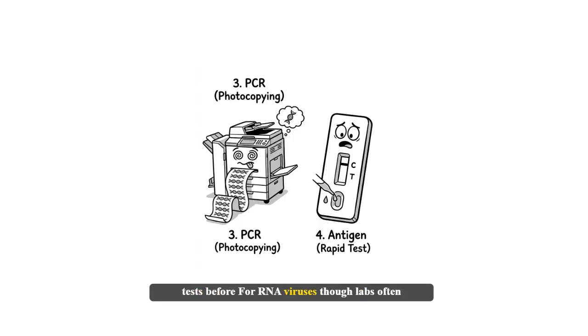For RNA viruses, though, labs often use RT-PCR, which is reverse transcriptase polymerase chain reaction. PCR is often fast and sensitive, but it detects genetic material which can persist even when someone is no longer infected. Then we have antigen tests. These detect specific parts of the organism, not DNA, but specific proteins on the organism. It's often faster and sometimes less sensitive than PCR.